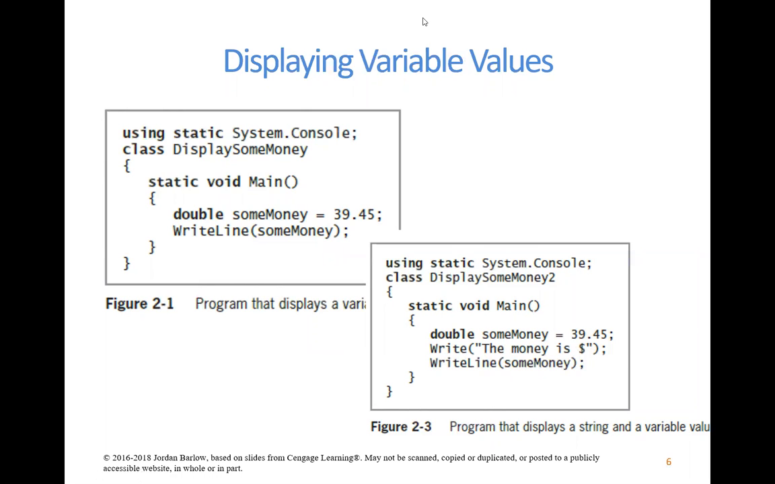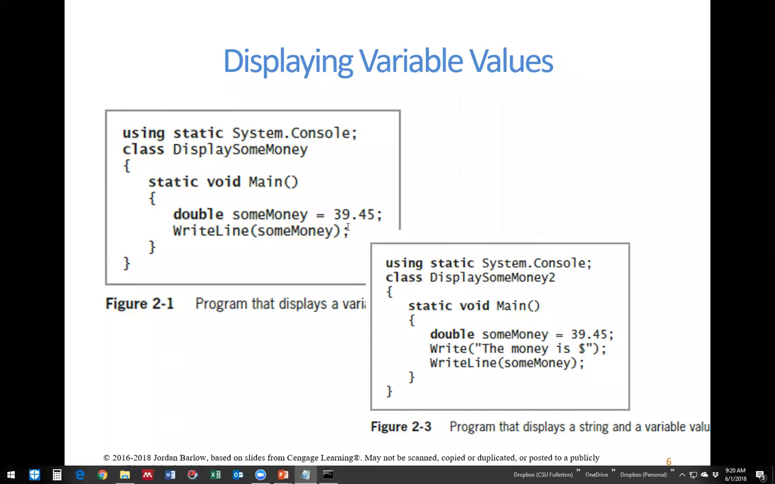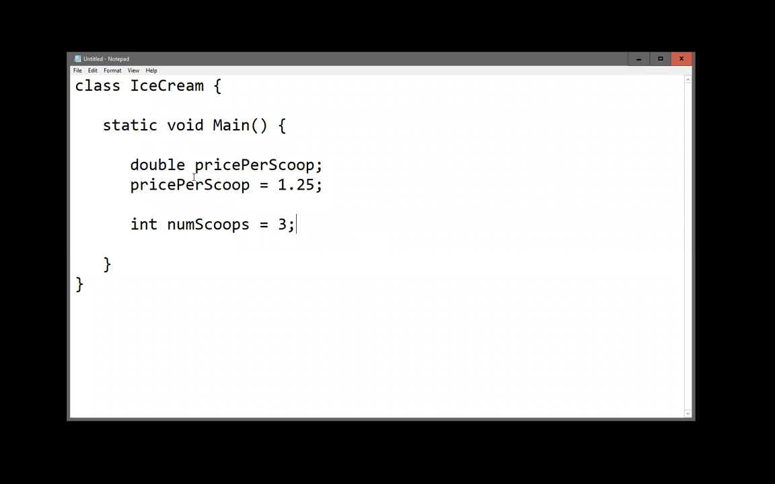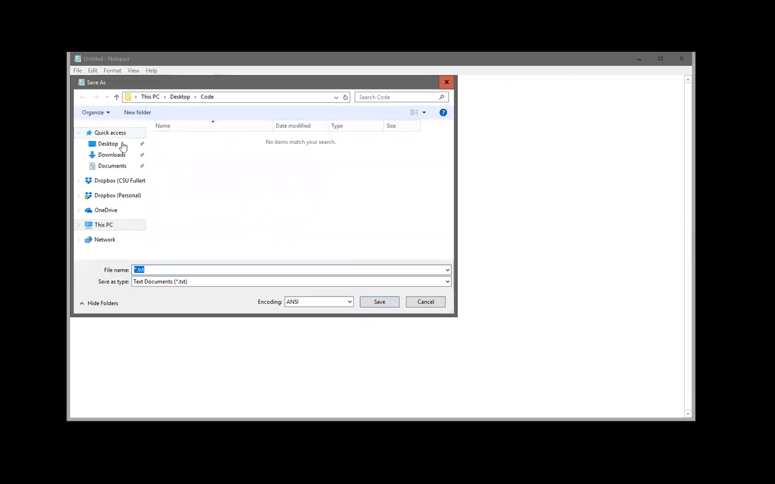Well, in fact, let's do that right now. Okay, so we've assigned some variables, but unless we display them out to the user, it's not going to do us much good. So let's save this file. I have a folder called code on my desktop. And I'm going to save this as IceCream, because that was the name of the class, .cs.